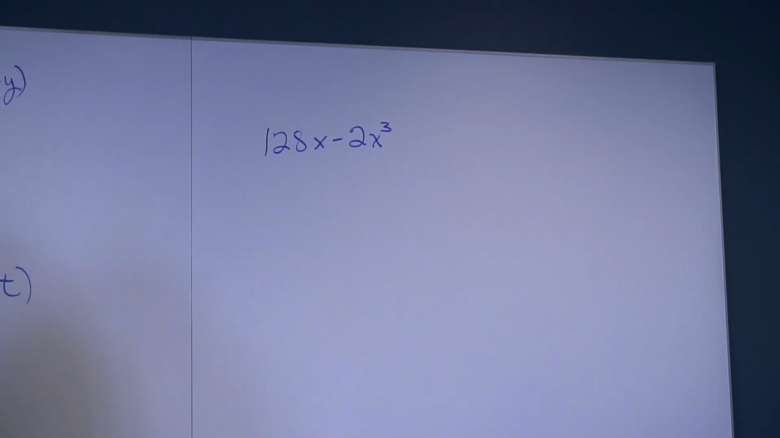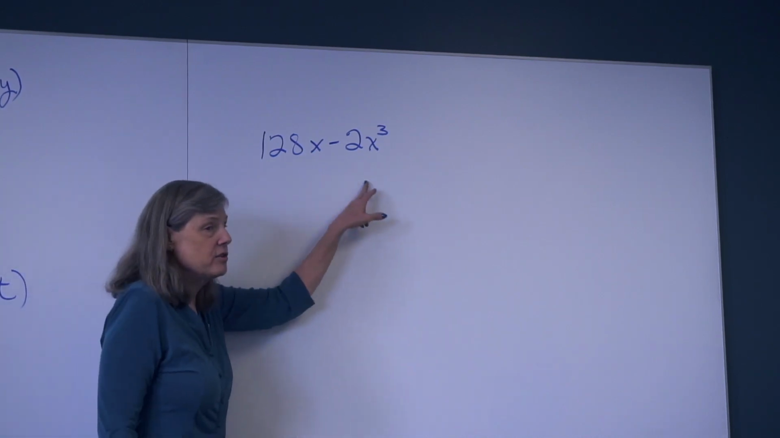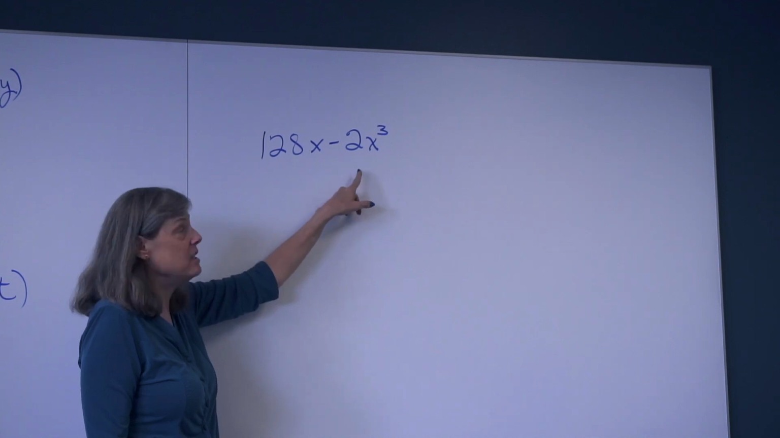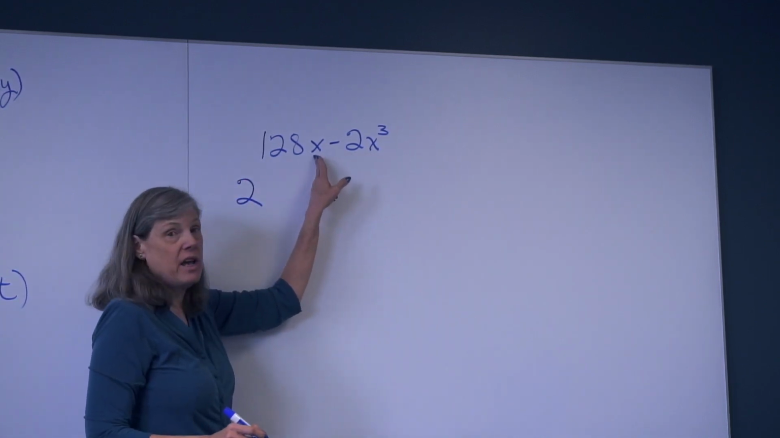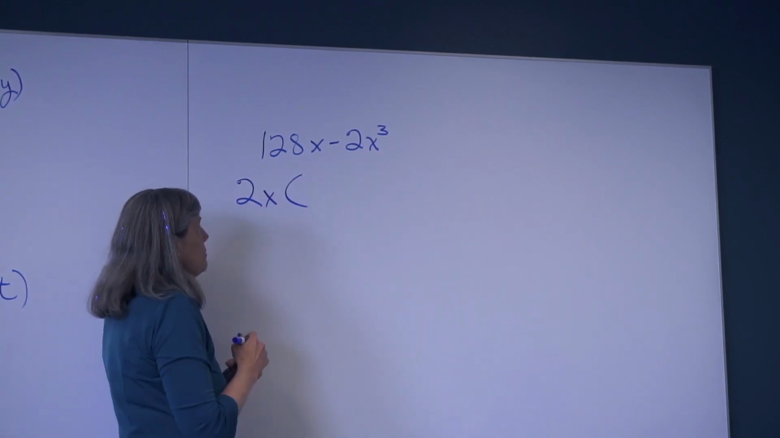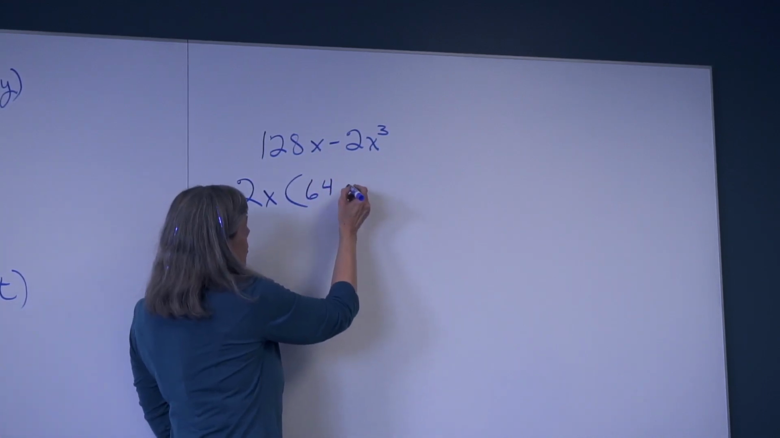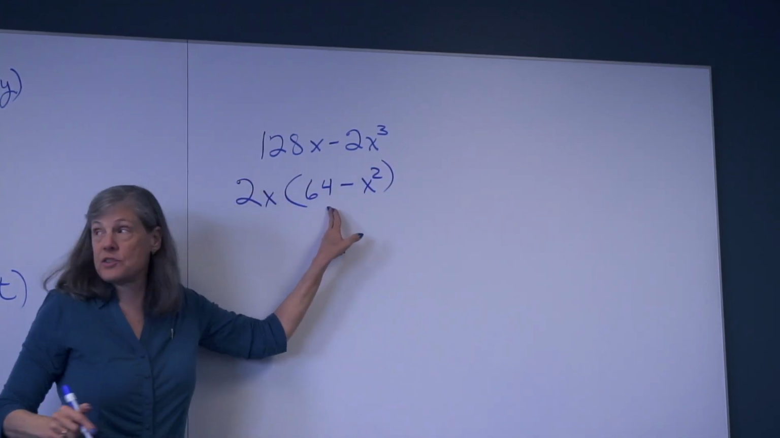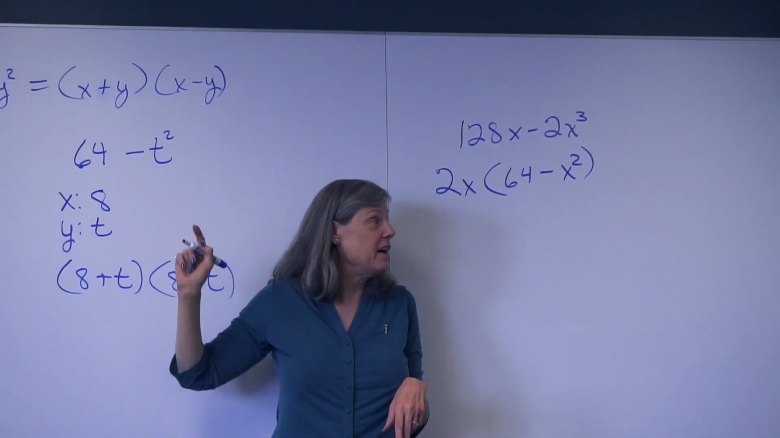Okay? Rule number 1. Any greatest common factors? Oh yeah, I can get a 2 out of each of these, and everybody has at least one x. He only has one, so that's the most I can get out. Okay? So that's 64 minus x squared. Oh my goodness. Now this one turns out to be exactly like this one, except with a different letter.